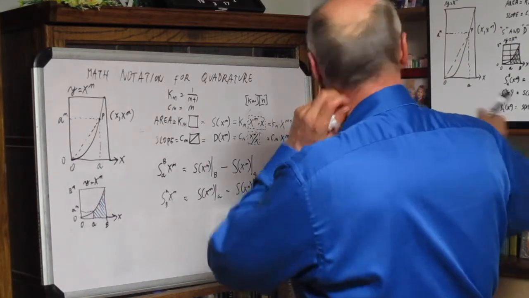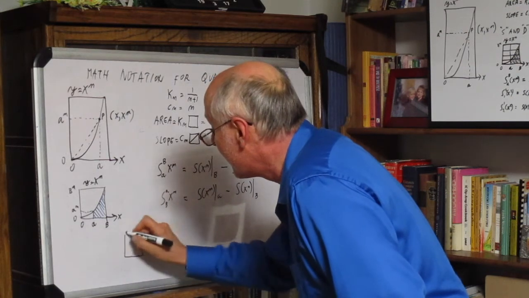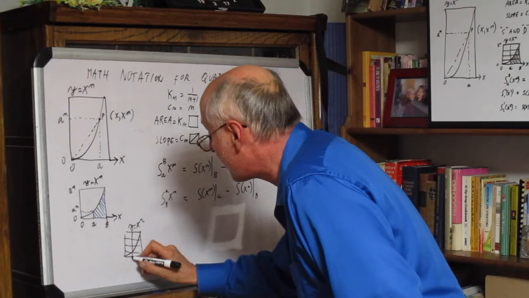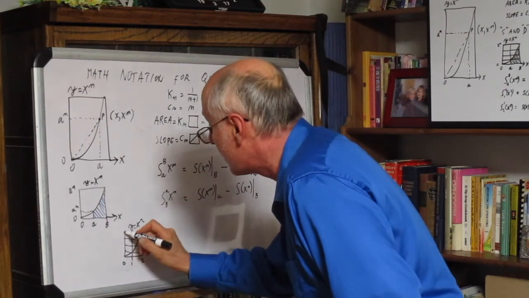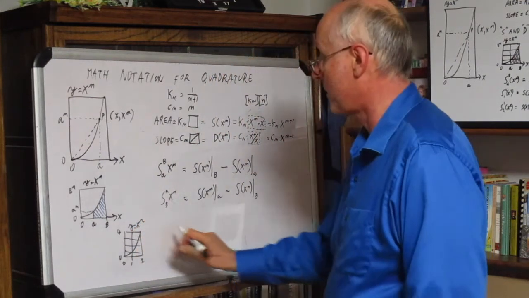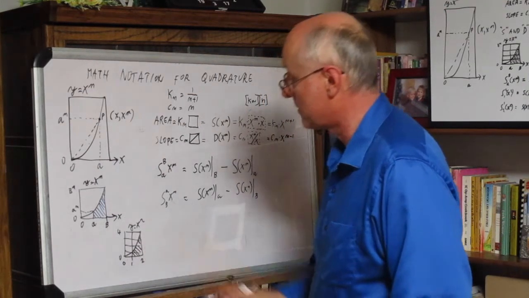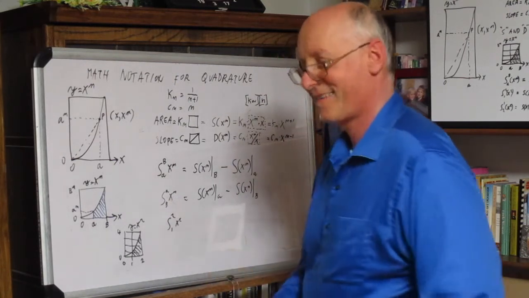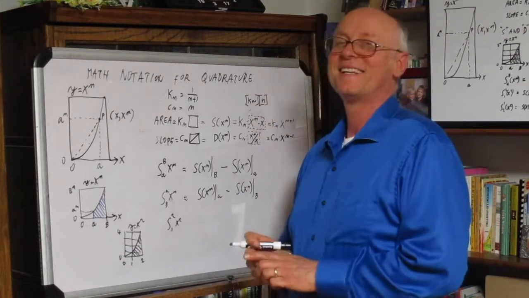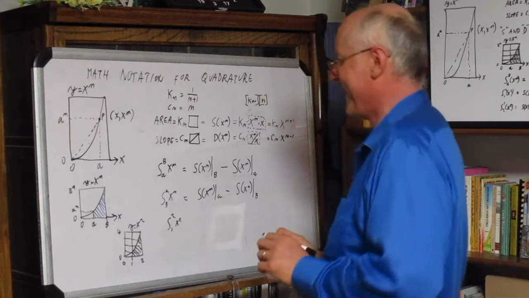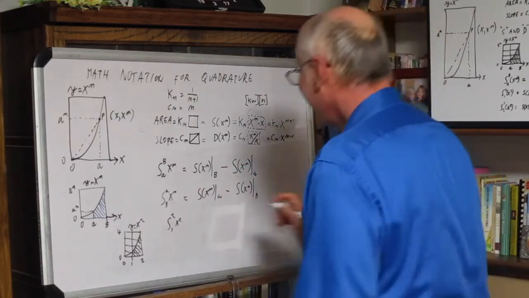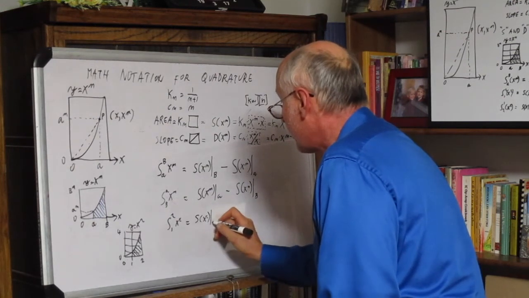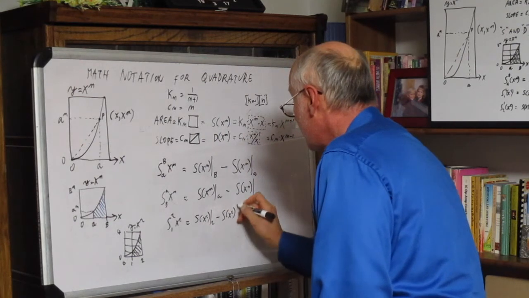Let's do an example of x squared. Y equals x squared, from 1 to 2, and here's 4. Y equals x squared, and we want this. Well, the integral from 1 to 2 of x squared. Yeah, integral. No, signed area. Excuse me, that was a slip of the tongue. That's calculus talk. We don't have any calculus. Okay, the signed area equals x squared evaluated at 2 minus x squared evaluated at 1.